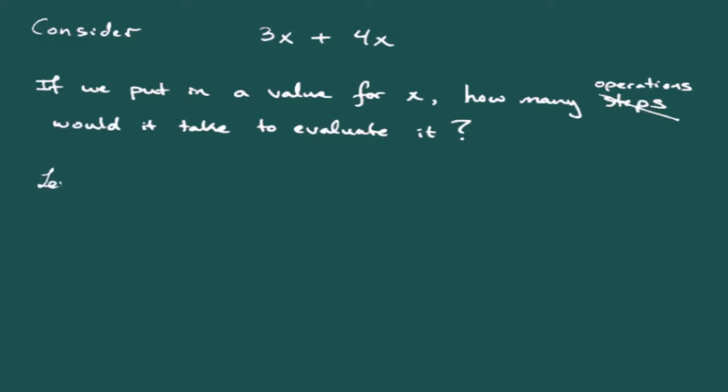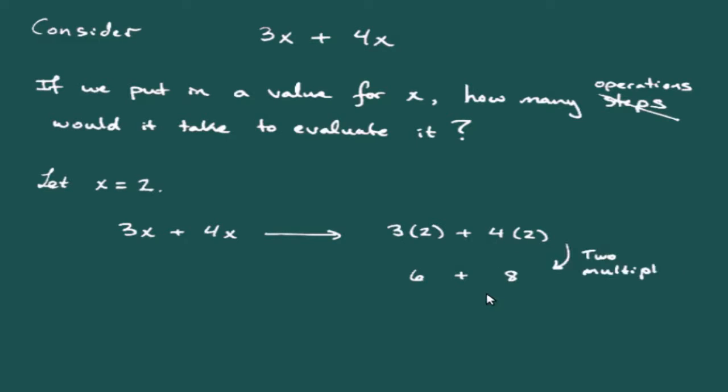And so what we can say is, well, let's let x equal 2. And if x is equal to 2, we take our expression 3x plus 4x, plugging 2 in, and we're going to get 3 times 2 plus 4 times 2. Now, according to our order of operations, what we would do first is the multiplications from left to right. And so 3 times 2 is going to give us 6, and 4 times 2 is going to give us 8. And so that actually gives us 2 multiplications.